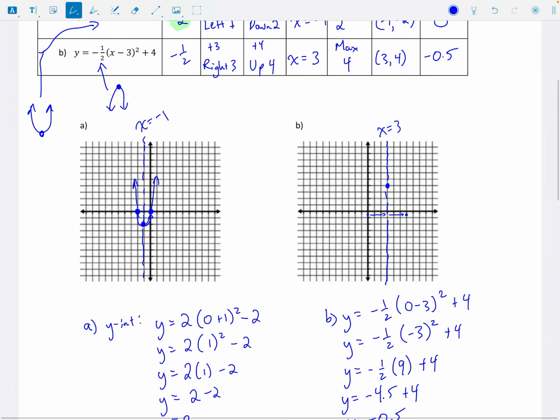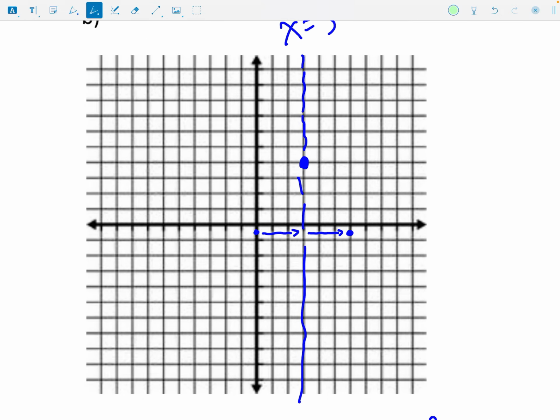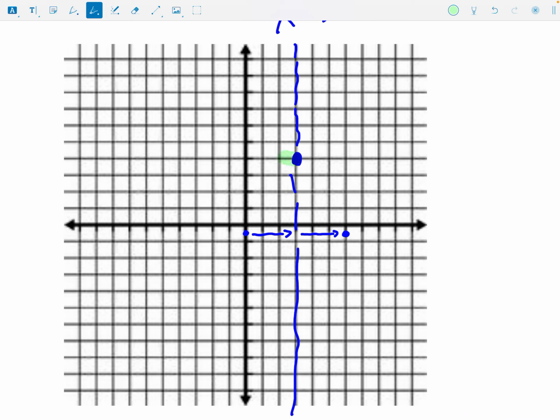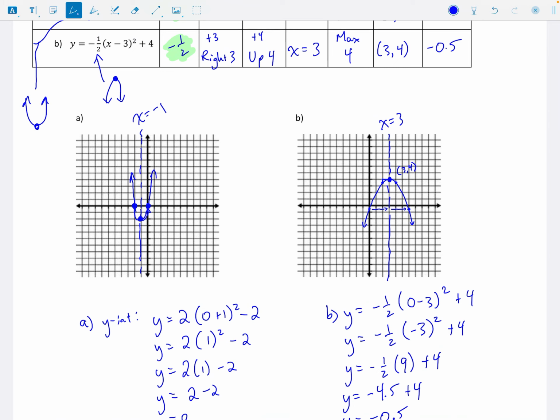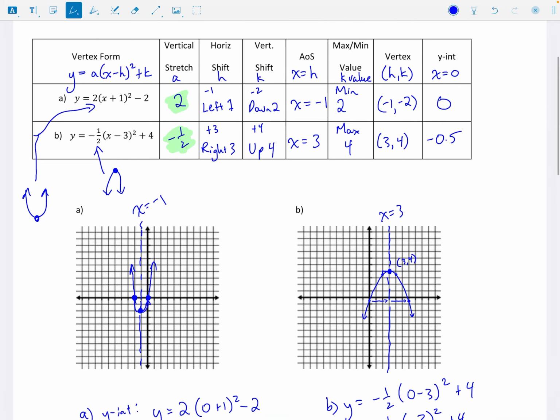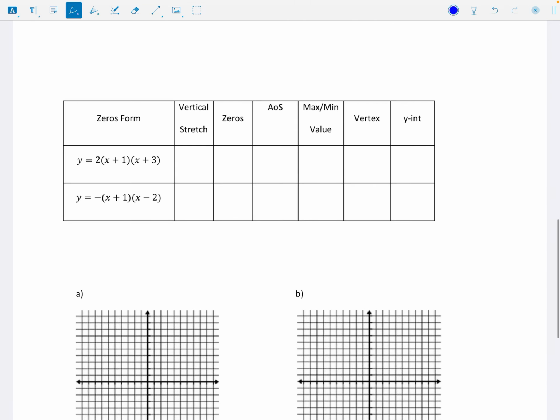The other thing you might notice is, again, here we have a stretch value of negative a half. So that means from the vertex, it's going to go down 1/2 on either side, to the right and to the left. Okay? So I'll label my vertex. I'll draw a line going through like that. So notice that we got our first step graphed and the y-intercept graphed. We've got 5 nice points on this graph. All right, so that's how to graph from vertex form and to label all these parts in the chart. So now we're going to try zeros form.